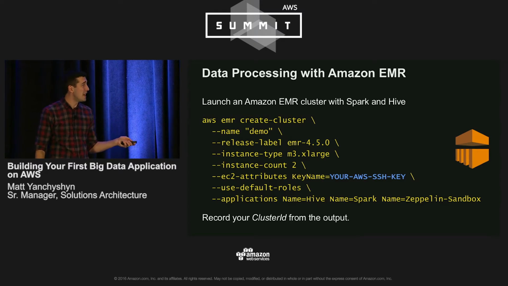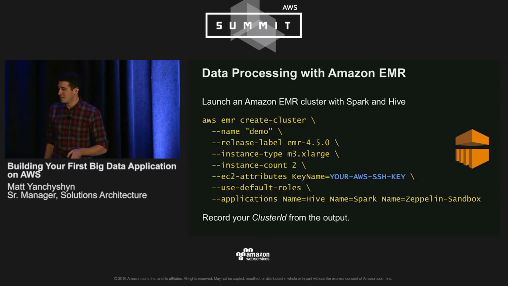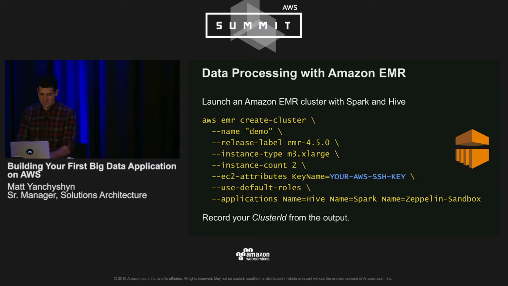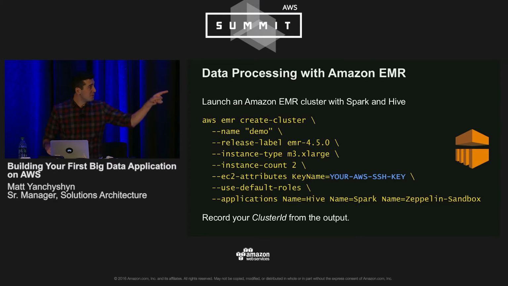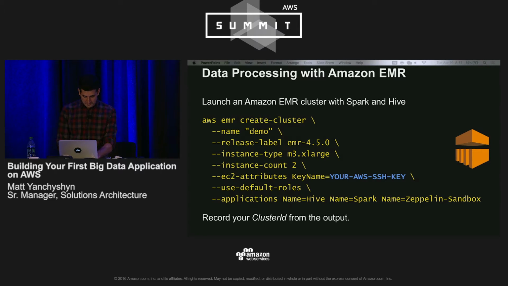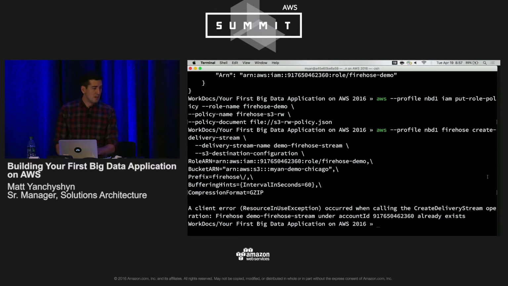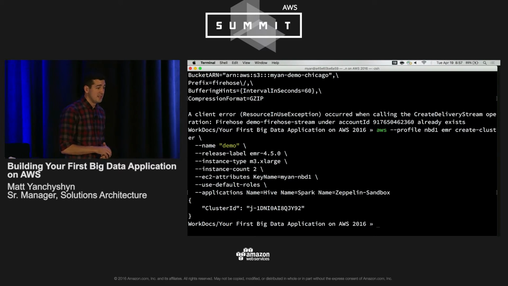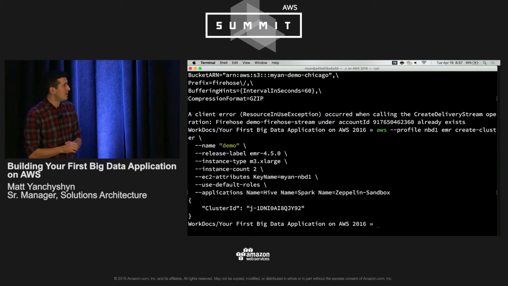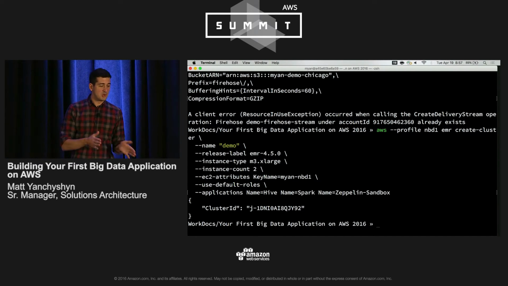So we're going to install 3 applications on our EMR cluster and spin that up right now. This is a small 2-node cluster of M3 extra large, and we're running the latest EMR distribution. Okay, so there's the cluster ID. Now that one command is going to spin up an EMR cluster. I could have put 20 and had a 20-node Hadoop cluster.